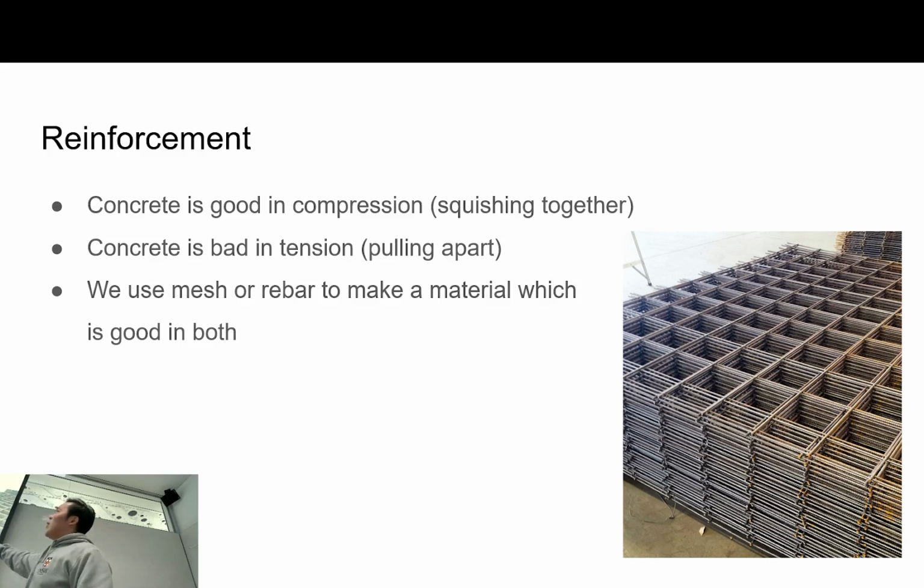But concrete, if we squish concrete together and we stand on it, it's very good in compression. But concrete is not so great in tension. If you try to rip concrete apart, it will break very easily. If you think about it, if you heat things up, things expand. So in the summer, if you have concrete in a really hot location, it could actually pull apart and crack. So what we need to do is add rebar or mesh. It's just steel reinforcement that goes inside the concrete, and what that does is add some tensile capacity. It allows the concrete to work in tension a little bit more.